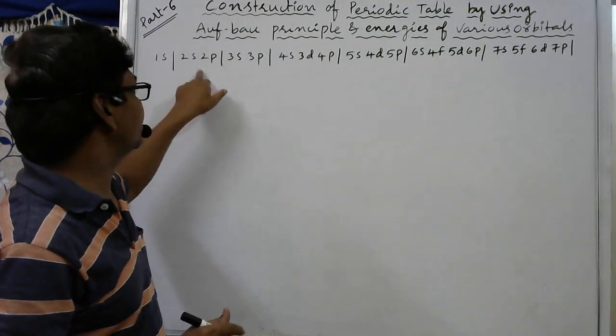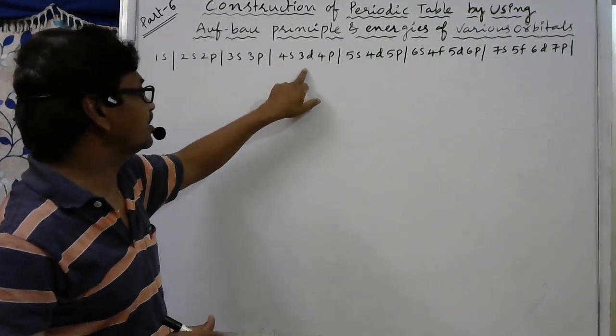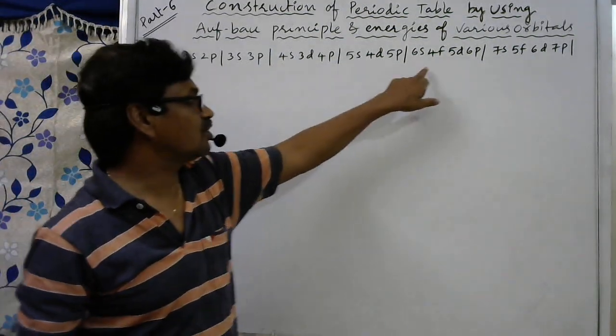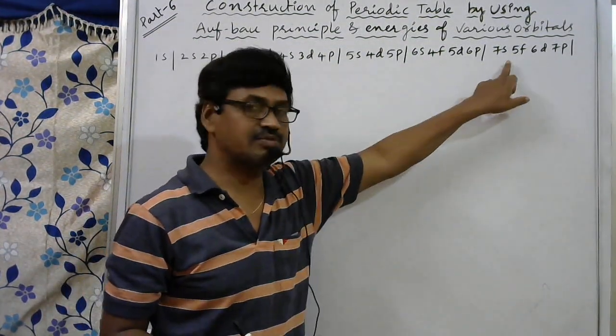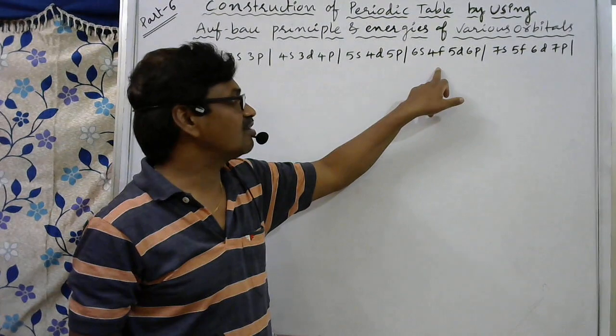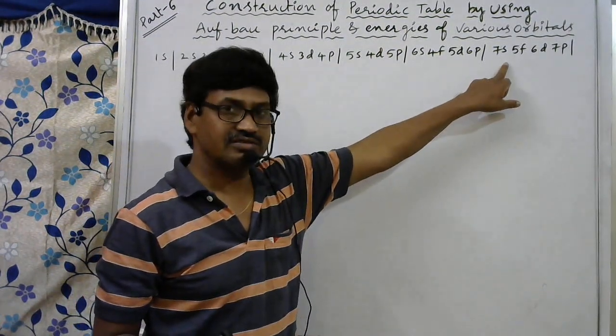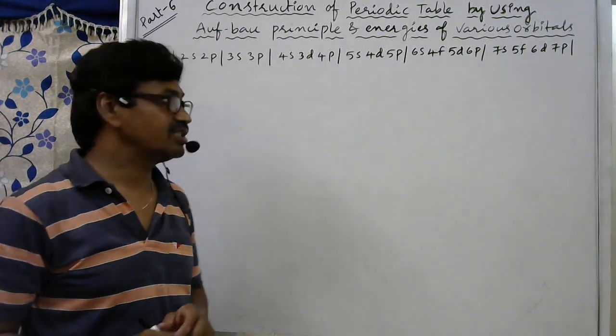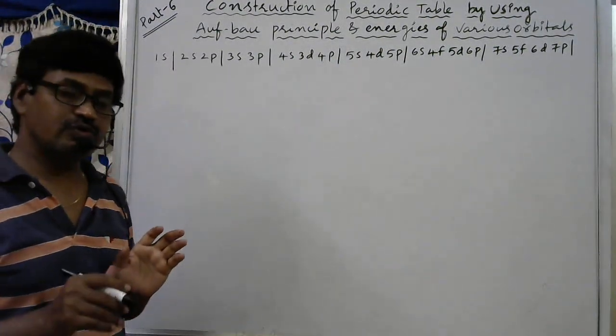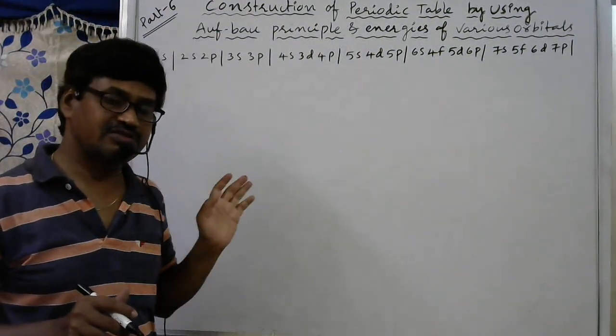See here 8, 8. Here 18, here 18. Totally, if you count here, we get 32. Here also 32. So these two are the longest periods. Otherwise this is the first long, second long, or the first longest, second longest. Like that we can say. They are the different periods. So how to construct the periodic table by using this, we'll discuss.